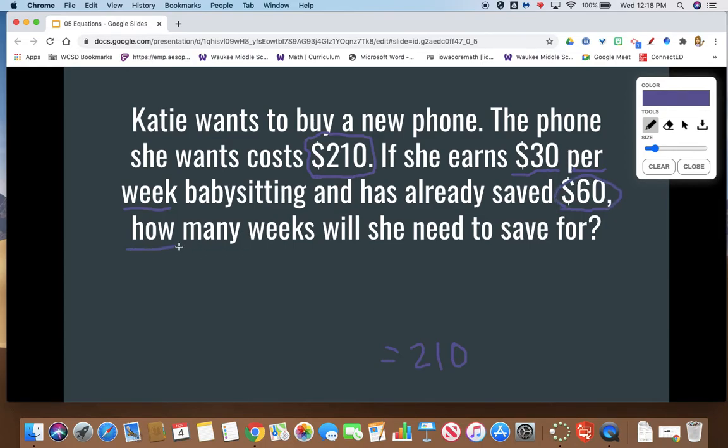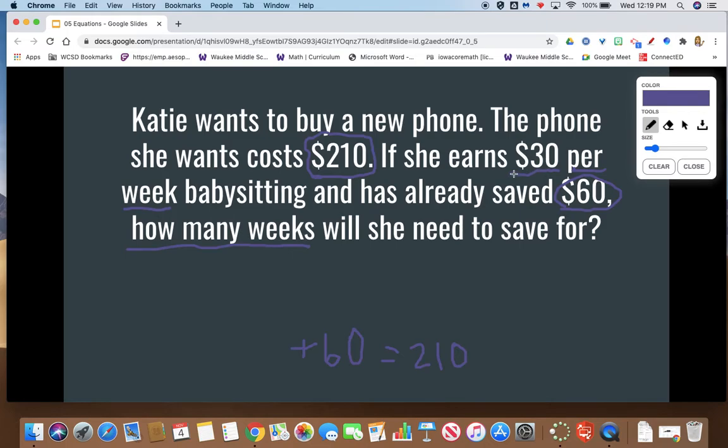The unknown is how many weeks she will need to save for. So think about this, which piece, the 30 or the 60, is the flat rate that isn't going to change? It's already happened. It's going to stay constant by itself. That piece is our $60 because it's the money that's already saved. It's not going to change. She's going to add to it, but that's a constant piece. We're not going to multiply that by anything. It's just going to get added into our total. So I'm going to include that in my equation.